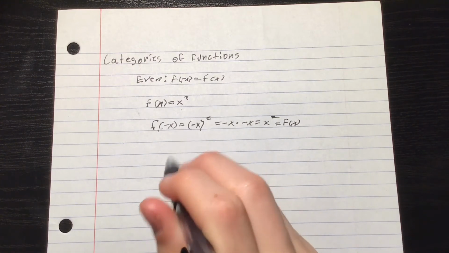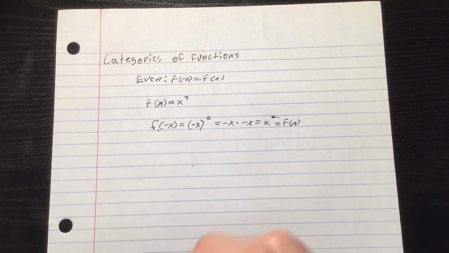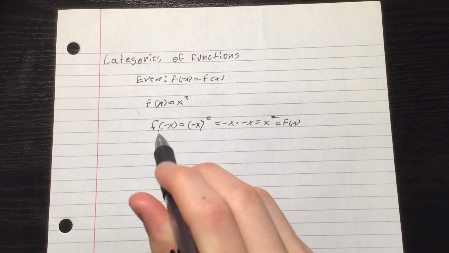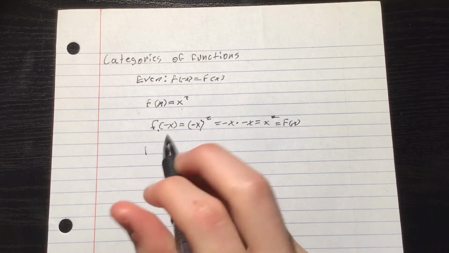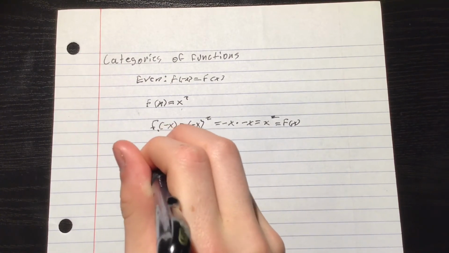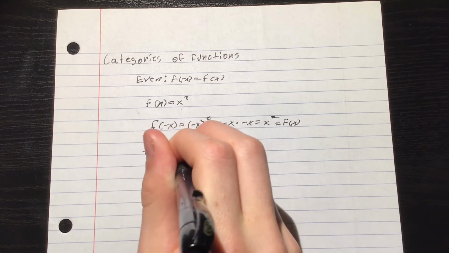Another way to look at this is plugging in actual values instead of x's. So if we were to plug in f of 3, 3 squared is 9, so f of 3 equals 9.